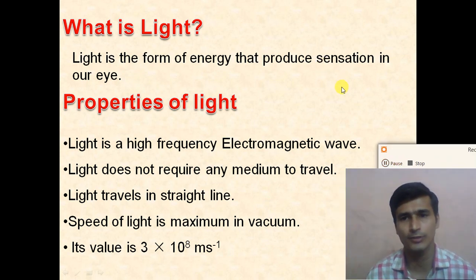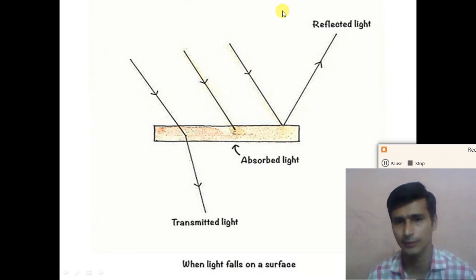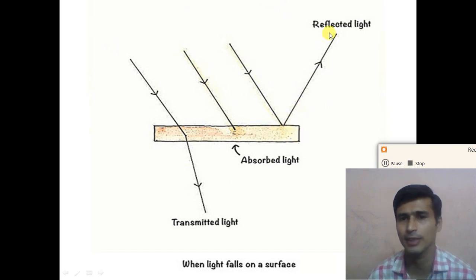So now dear student, when light falls on any surface, some part of the light comes back from the surface, and this part of the light is called the reflected light. So when light falls on the surface, some part of the light is reflected back from the surface, and this phenomenon is known as reflection, and that light is called the reflected light.